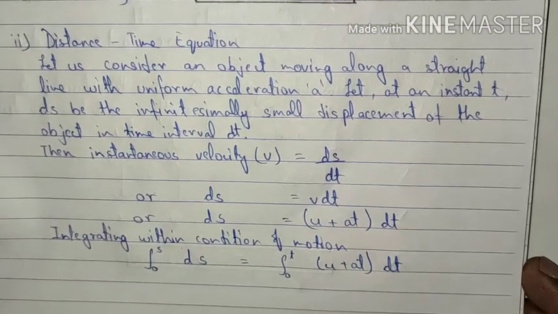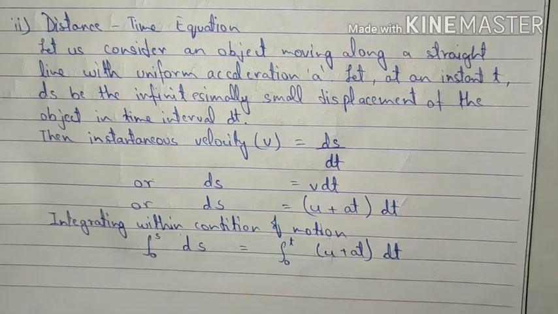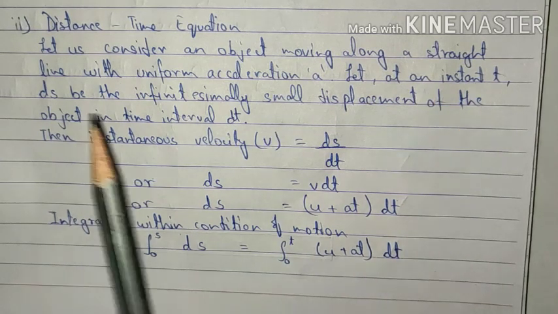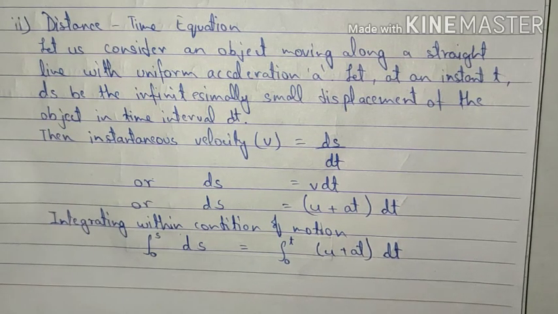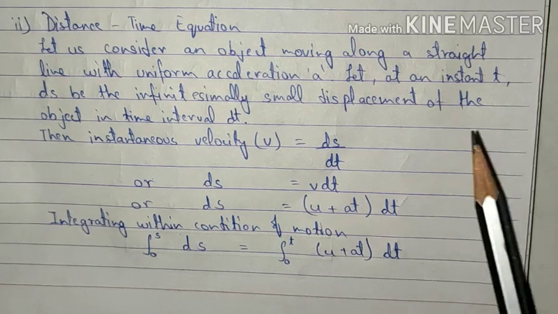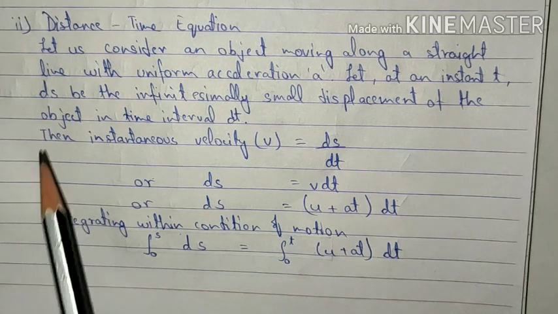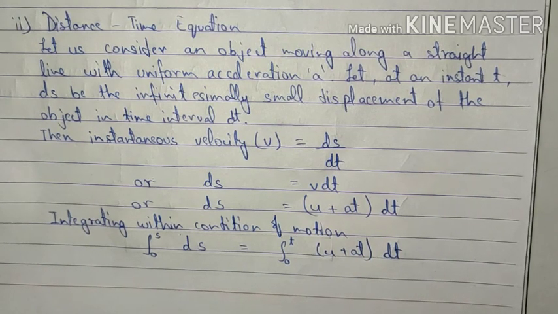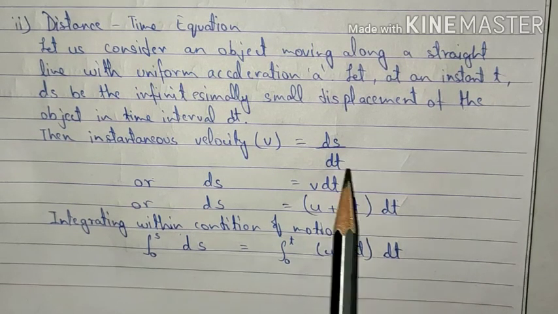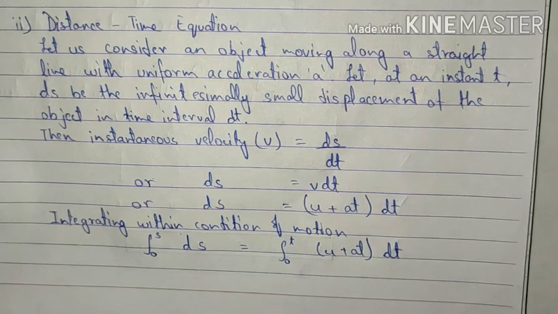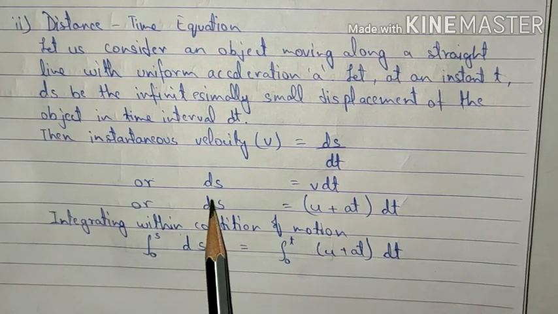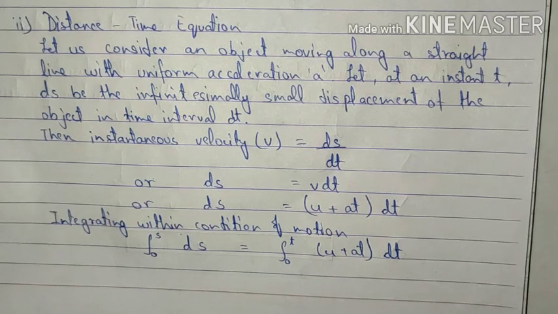Let's move to the second equation of motion, which is also known as the distance time equation. Let us consider an object moving along a straight line with uniform acceleration a. Let at an instant t, ds be the infinitesimally small displacement of the object in time interval dt. Then instantaneous velocity is given as ds upon dt. We have already studied this in previous classes. Rearranging it, we can write it as ds is equal to v dt.